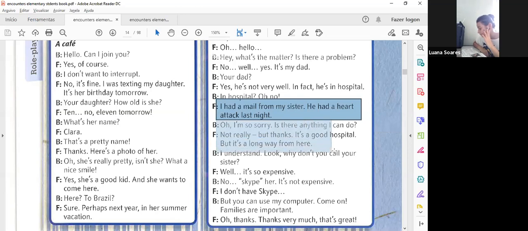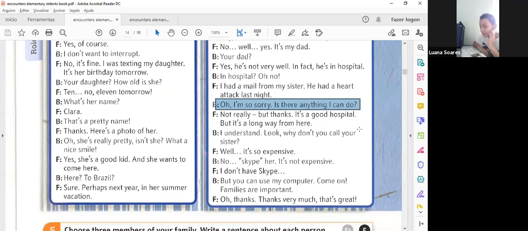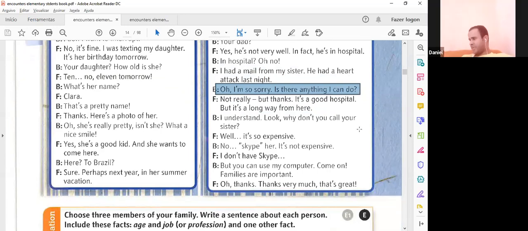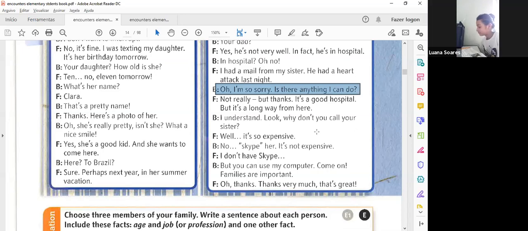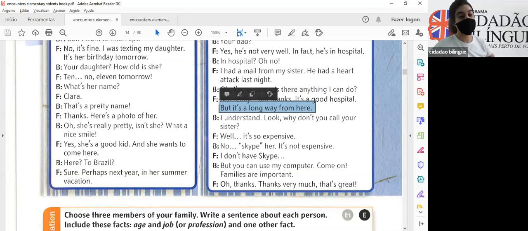Oh, I'm so sorry. Is there anything I can do? Eu sinto muito. Alguma coisa que eu possa fazer? Exactly, very good. Not really, but thanks. Não mesmo, mas obrigada. Okay? It's a good hospital. But it's a long way from here. Mas é bem longe daqui.